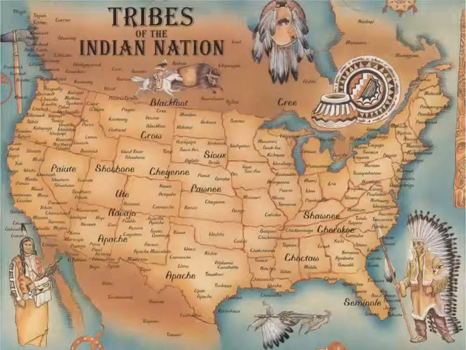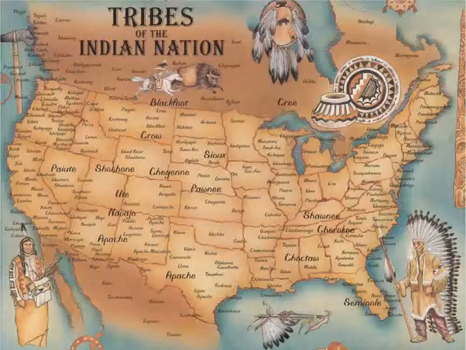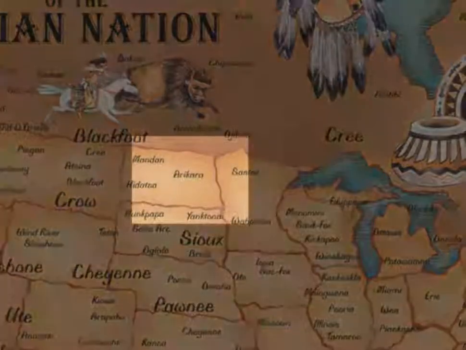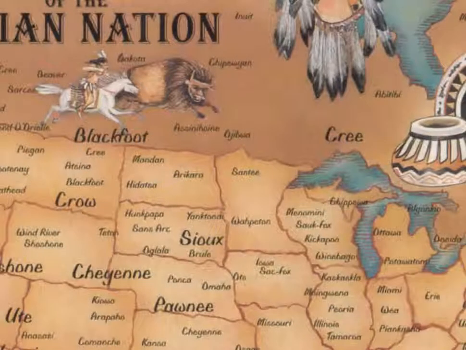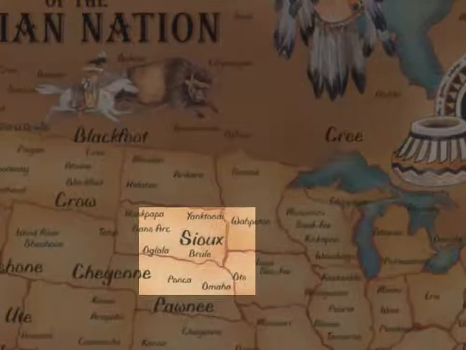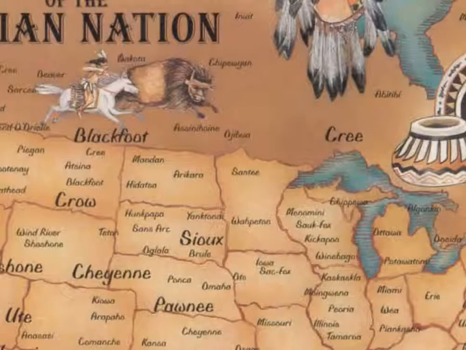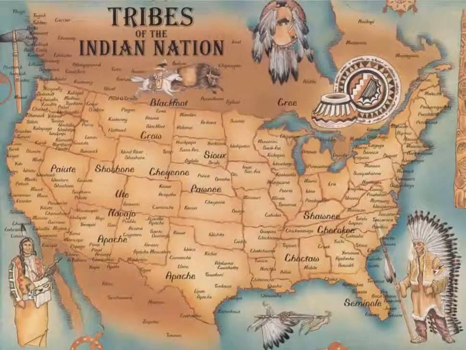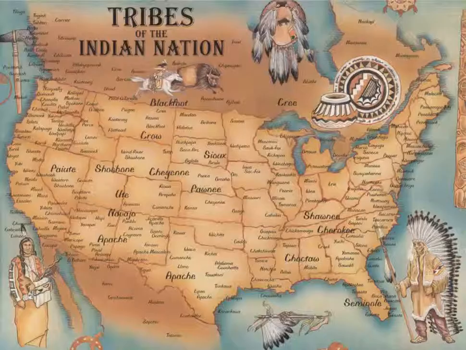Native American tribes had lived on the plains of the American West for many, many years. Some, like the Arikaras, had lived there for hundreds of years, while others, like the Lakotas, moved to that area in the 1700s. Now, why did they move into the Great Plains?